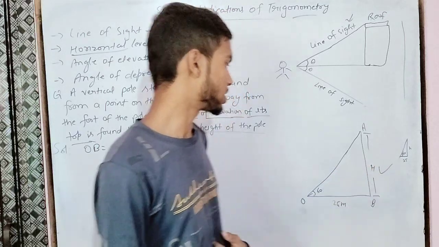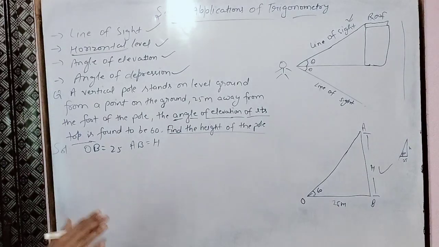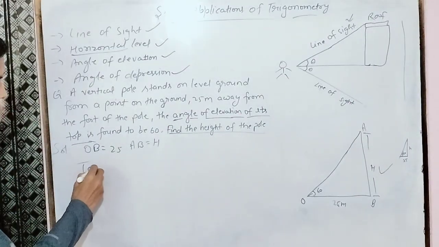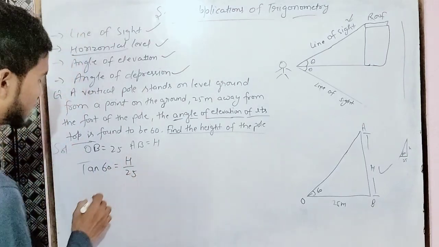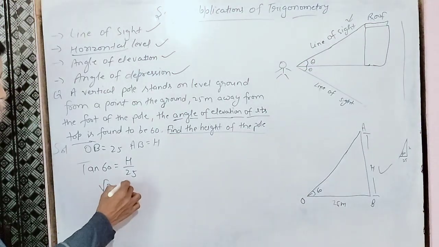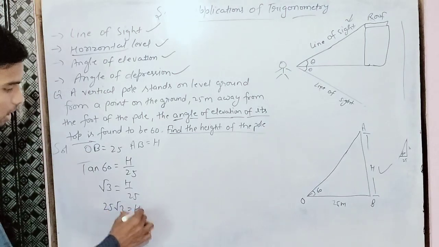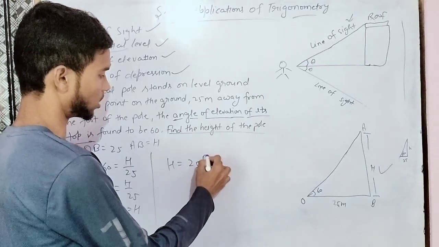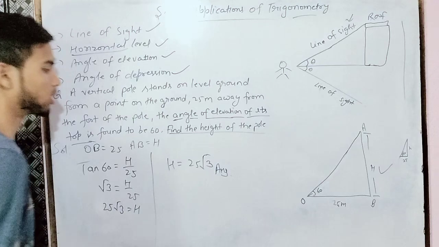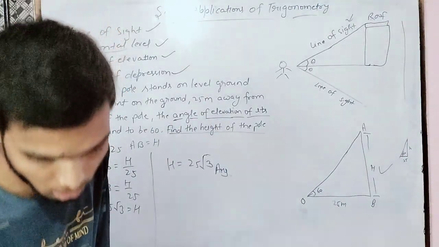Now, P upon B is the ratio of tan. So can we write tan 60 is H upon 25. Tan 60, as you know, is root 3. So root 3 is H upon 25, so H is 25 root 3. So the height of the pole is 25 root 3. This is the answer. Clear? So we have done a question based on this, as you can see.